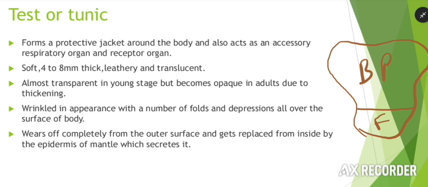Ampullae is the swollen region. It contains maximum supply of blood. So maximum supply of blood will promote more respiration, that is the exchange of gases. The test is soft, 4 to 8 millimeter thick, leathery and translucent.